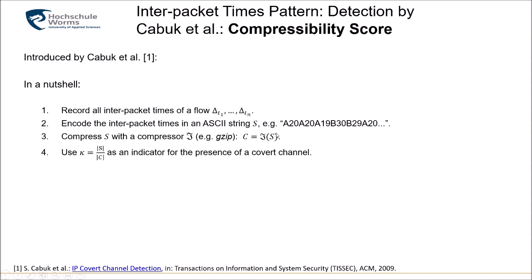And you compress this ASCII string S, and you get a compressed string out of this. And then you calculate the so-called Kappa value, where you check the compressibility of the string. So you divide the length of the original string by the compressed value. You can also flip these values, then you just get another range. So it doesn't matter how you do it, it just matters that you always do it the same way. And you can also play around with the coding here. It can be done in several different ways.